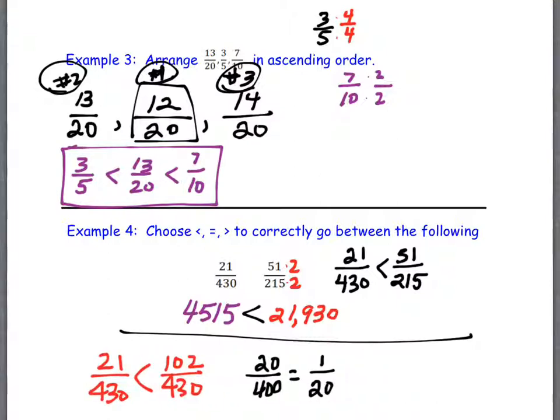The second one is 51 out of 215. Well, more or less we're looking at something that's about 50 over 200. And when you're looking at the 50 over 200, and if you simplify this one, those zeros cancel. And then you've got 5 over 20, and that's actually 1/4. Well, 1/4 is a lot bigger than 1/20.